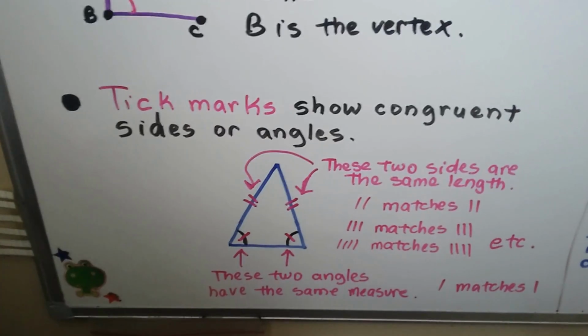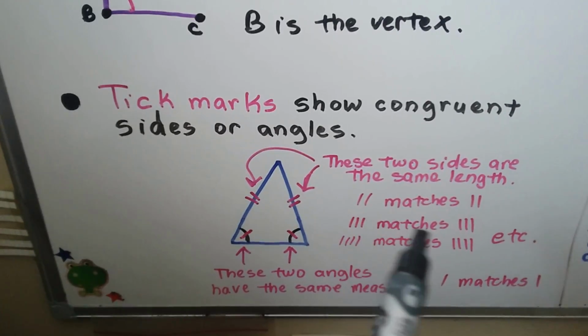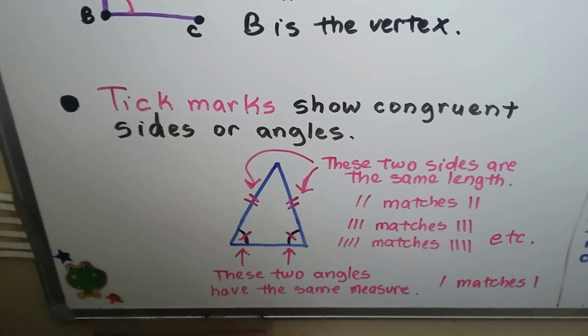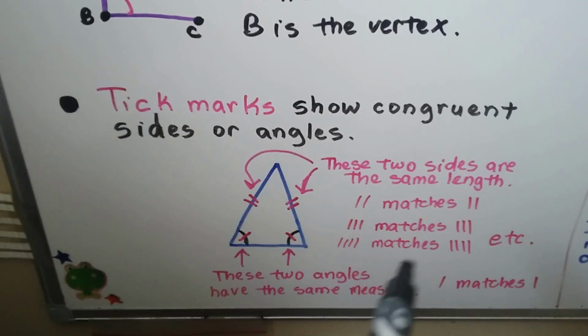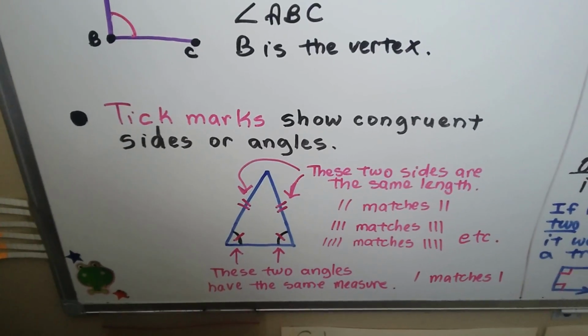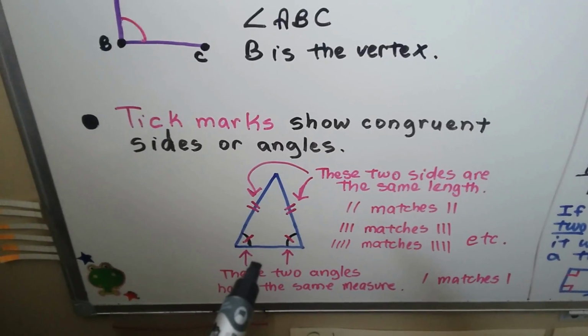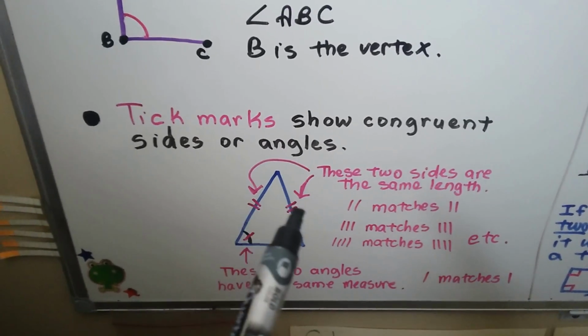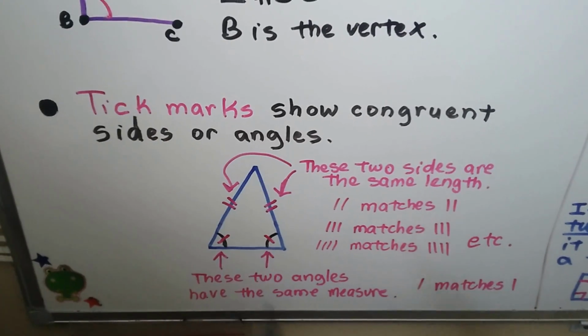And if we had a bigger polygon, it might have 3 tick marks on a side that match 3 tick marks on another side, okay? Or 4 matches 4, and so on. Depends on how big the polygon is. This is just an isosceles triangle, so these 2 sides are congruent, and these 2 angles are congruent, all right?